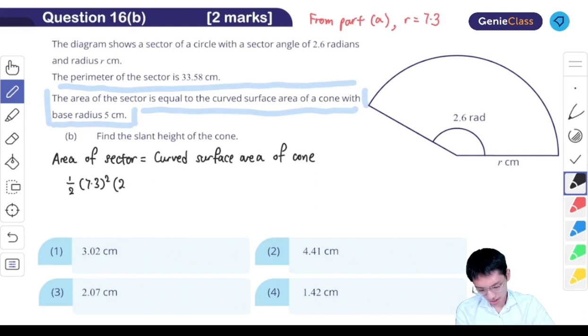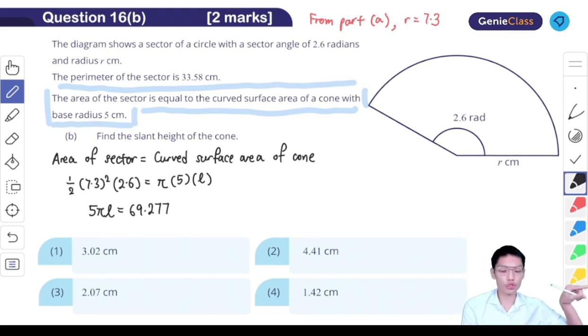So 2.6, and this is equal to the curved surface area, pi r L. That's where your 5 comes into play, because the 5 is for the cone, and then L. Once you get this down, that's your normal simplification. 5 pi L is equal to 69.277. Again, it will be a string of digits, but for intermediate answers, take note, just leave it to 5 to 7 significant figures to play safe.